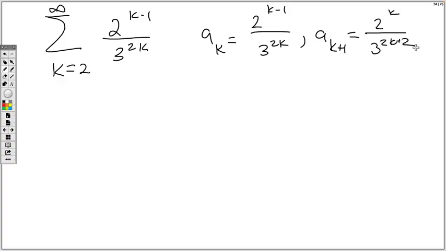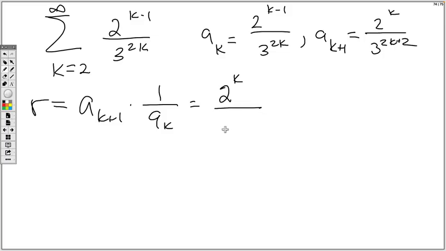Perfect. We all good with that? Now we'll check to see if it's geometric. I need a sub k plus 1 times 1 over a sub k. I'd have 2 to the k over 3 to the 2k plus 2, times the reciprocal, 3 to the 2k over 2 to the k minus 1.